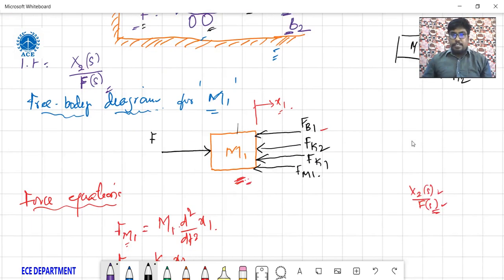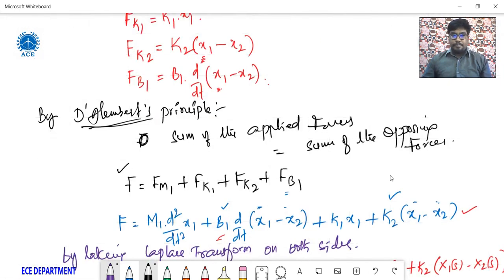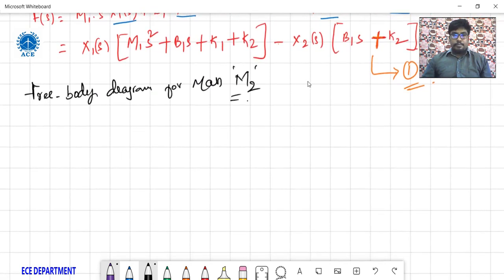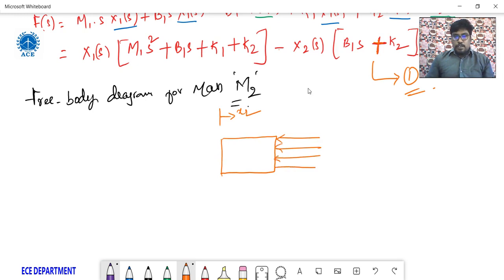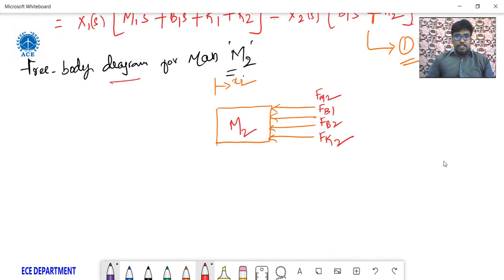So let us write the free body diagram. Here is displacement x2. We have four forces: first fm2, next fb1, fb2, and fk2. These are the opposing forces for mass m2. So this is the free body diagram for mass m2. Now let us write the force equations.